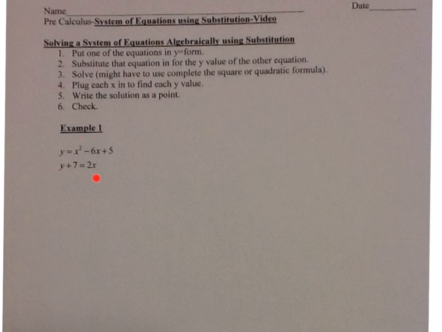So let's take a look at number 1. We have y equals x squared minus 6x plus 5. That's a quadratic parabola. And y plus 7 is equal to 2x. This is a linear. So since my quadratic is in y equals form, I'm going to take x squared minus 6x plus 5 and substitute it in for the y value. So I get x squared minus 6x plus 5 plus 7 is equal to 2x.